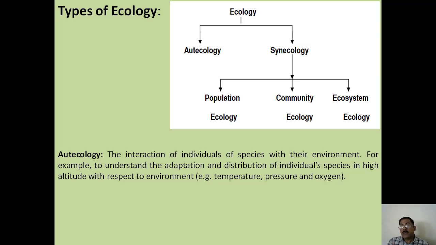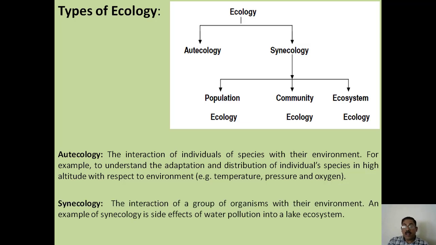I will explain population ecology, community ecology, and ecosystem ecology separately. First, you can see here the meaning of autoecology. It is the interaction of individuals of a species with their environment, for example, to understand the adaptation and distribution of individual species at high altitude with respect to the environment, such as temperature, pressure, and oxygen. So this one is known as autoecology.